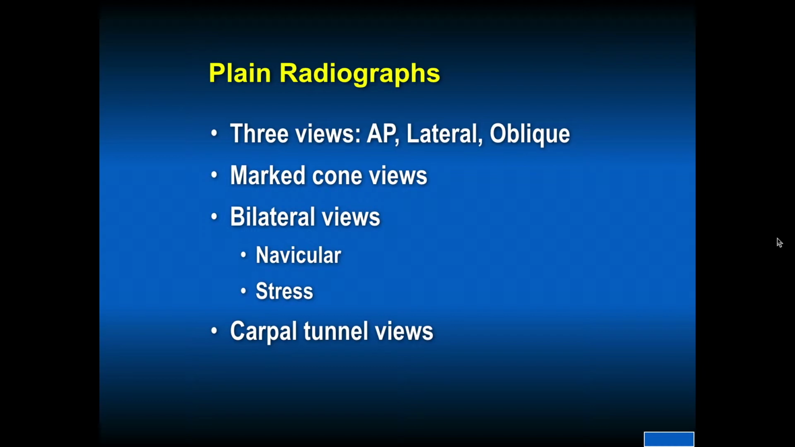So what about x-rays? Typically, we get an AP, lateral, and an oblique view as our usual views. If you suspect a specific bone, you can get marked cone views. You can get bilateral views, which are very easy to get, and you can compare what the scaphoid or navicular looks like on one side compared to the other. You can have them hold a stress ball and have them go into ulnar deviation and do bilateral stress views. This can tell us if there's a scapholunate instability problem or an asymmetry one side compared to the other.